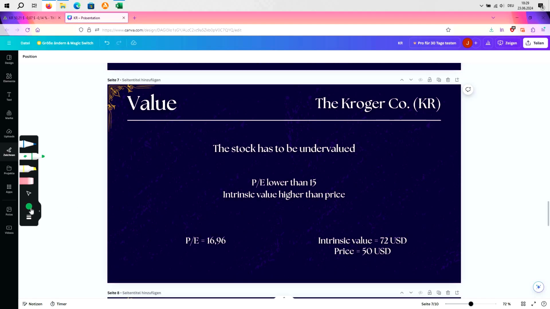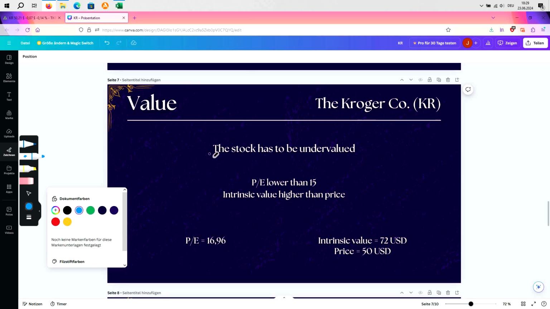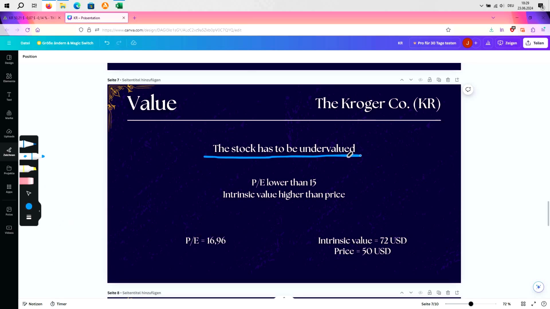Now we come to the value, and we as investors want to invest in stocks that are undervalued, okay? Now we measure undervaluation by two little things. First, we measure the P/E ratio, and then we take a look at the intrinsic value, okay? Now, as a complete beginner, you should generally care that the P/E ratio is always lower than 15. Now, the P/E ratio of this company, so Kroger, is almost 17, so it's still a bit higher than 15, which is not a good sign, but it's also not bad either, okay?